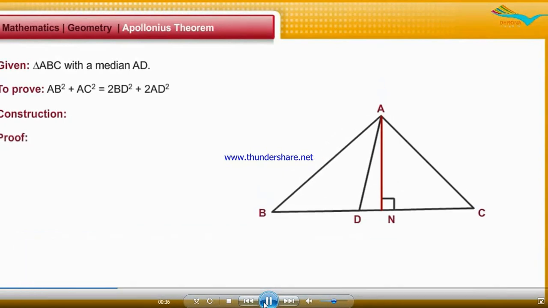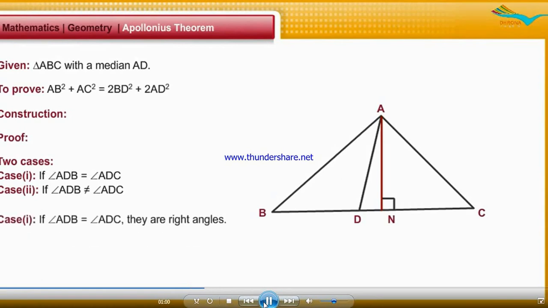Let's see the proof. Here we have to consider two cases to prove the given theorem. The first case is if angle D in the two triangles ADB and ADC are equal. And second case, if angle D in the two triangles ADB and ADC are not equal. Let us see the first case. If both angles ADB and ADC are equal, then they must be right angles.